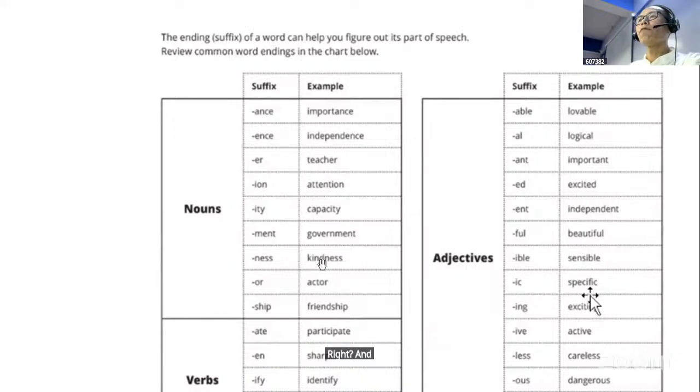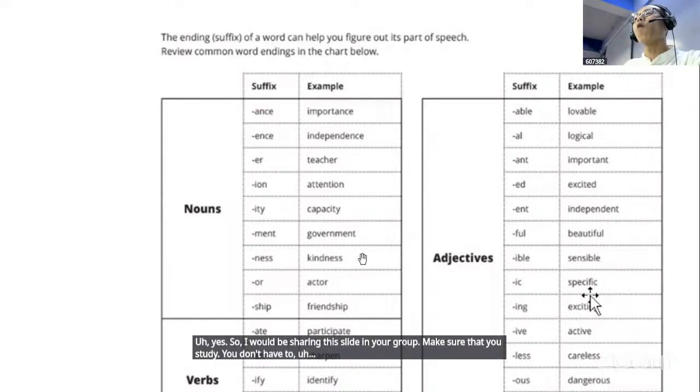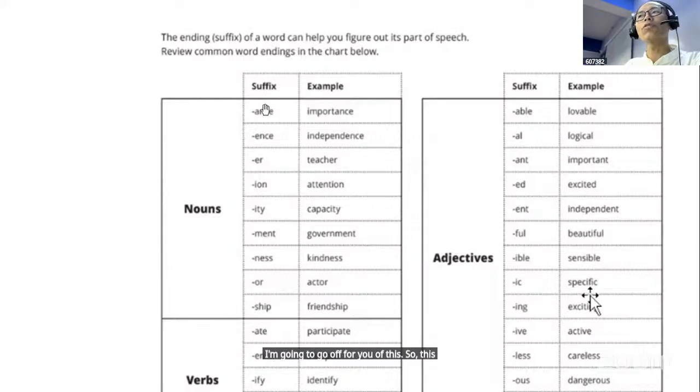And for example, if any word ends in NESS, of course, that is also a kind of noun. Or friendship, yes. So I will be sharing this slide in your group. Make sure that you study it. You don't have to, I'm going to go through this. So this is the structure that you can follow.